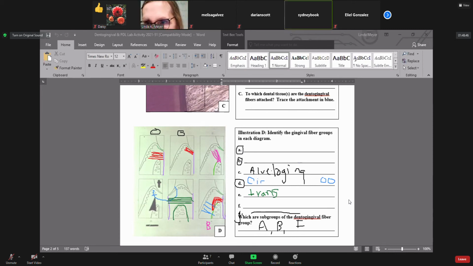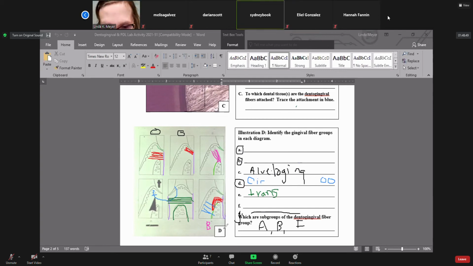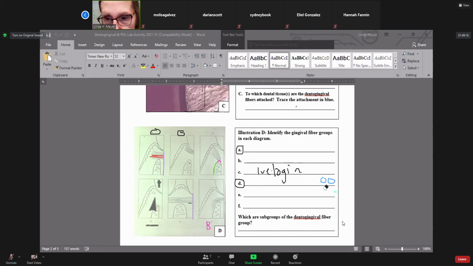For illustration F, what did we say it was attached to? Cementum? On picture F? Yes. Yeah, picture F is an actual slide of picture E on this illustration. I wish these little labels would just stay where they are, but they just move with the whole thing.